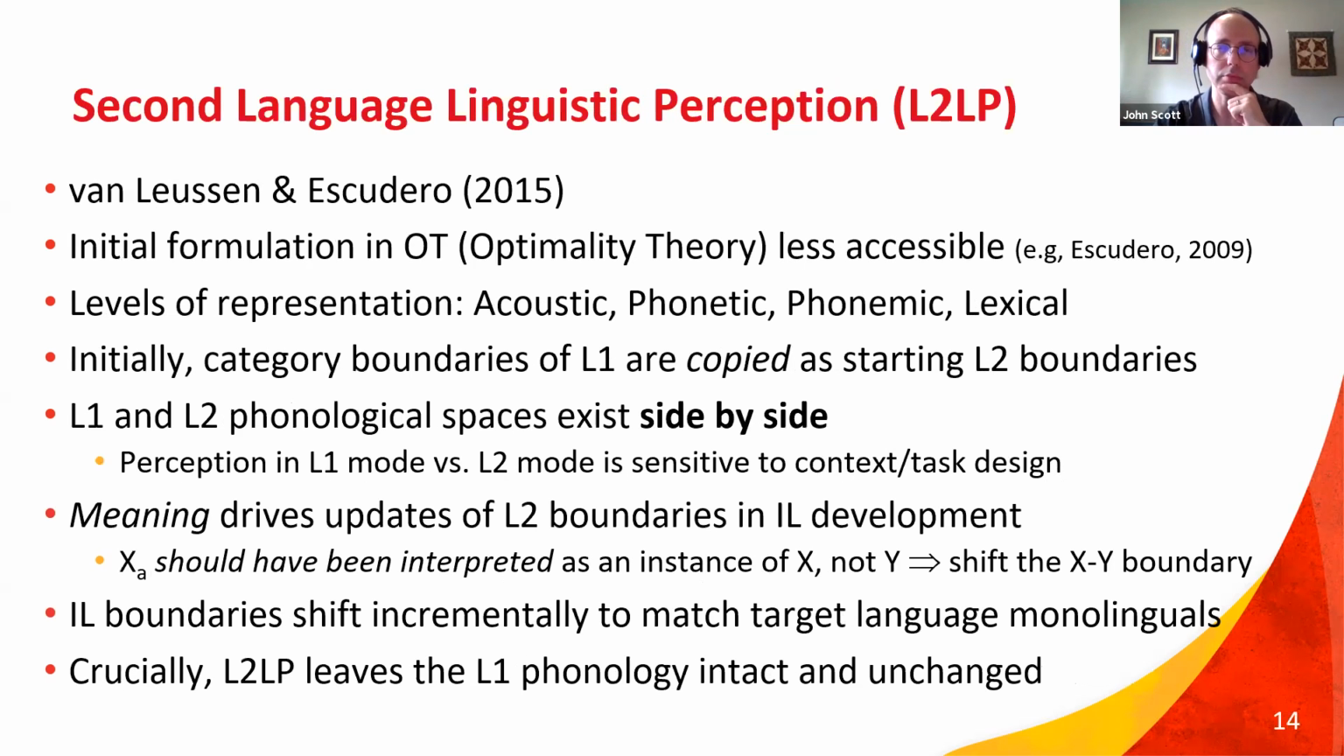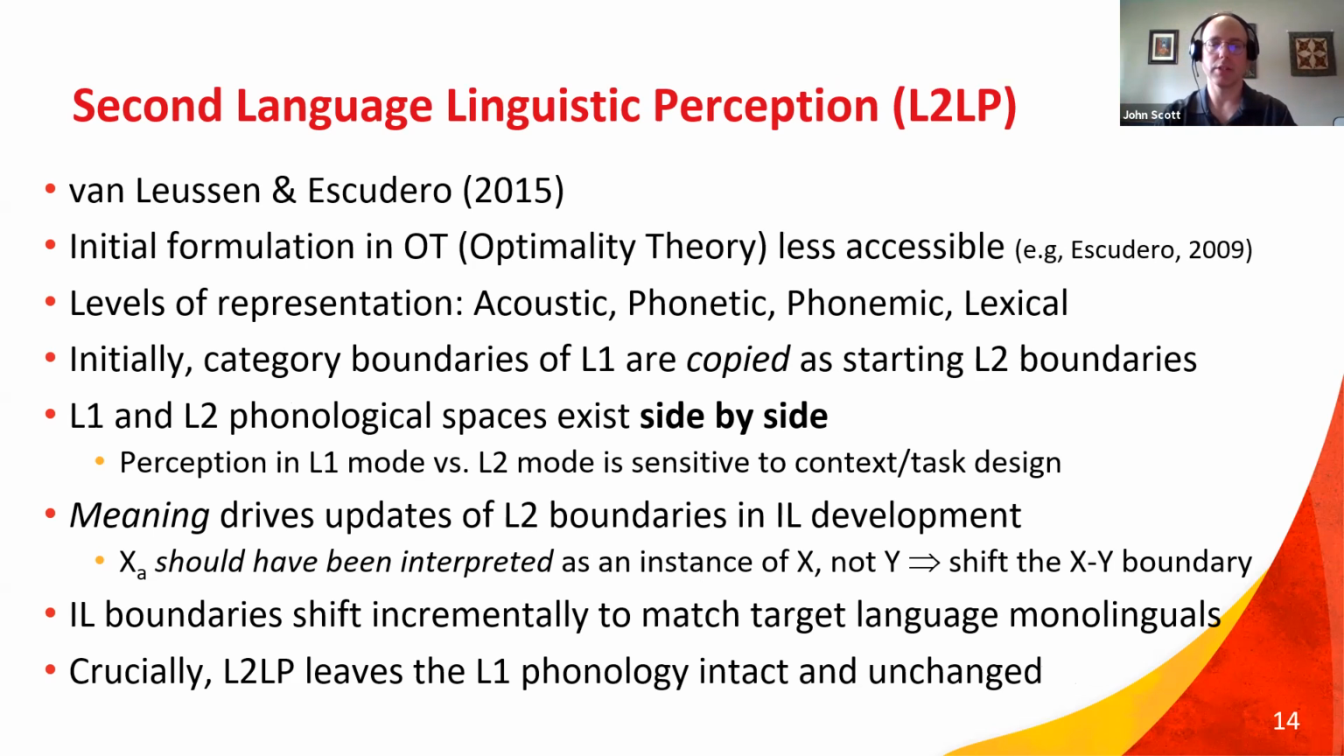And then finally, L2LP, the second language linguistic perception model. Its earliest framing is in optimality theory and very abstract computational models, but here we have even more levels: the idea of acoustic representation, phonetic, phonemic, and lexical representations.